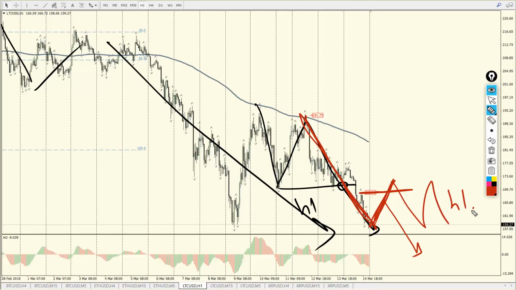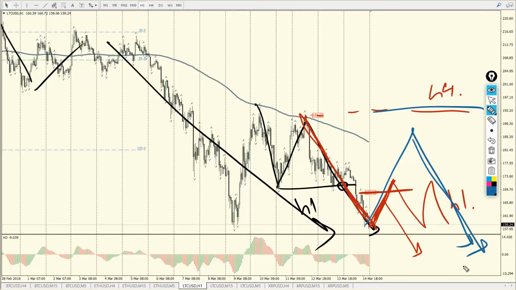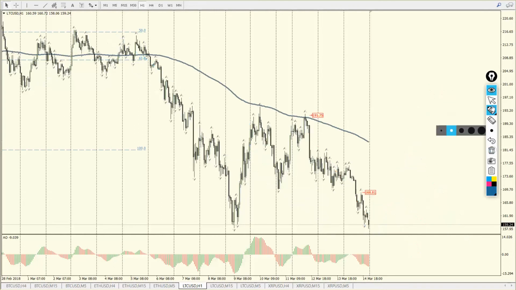phase. But if you remember from higher time frame, here we have H4 pivot point. So as long as this pivot point is not broken, for me it is more important, and I will be looking for some sell positions because H4 trend phase is still down. So that's very quickly with Litecoin. Let's go next to Ripple.